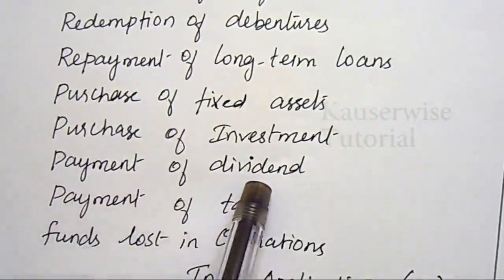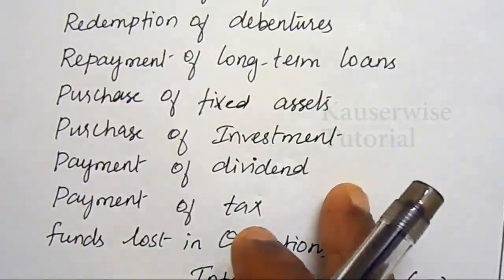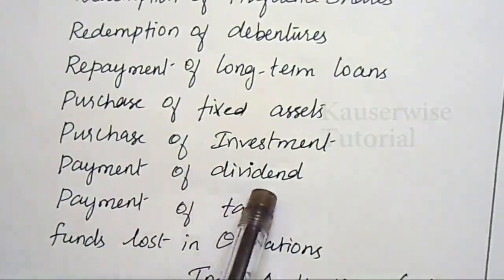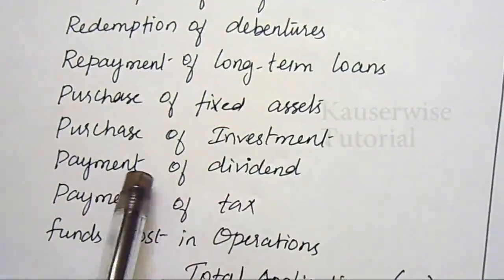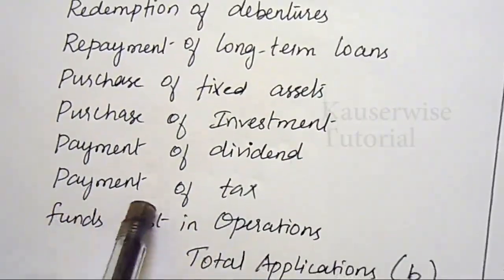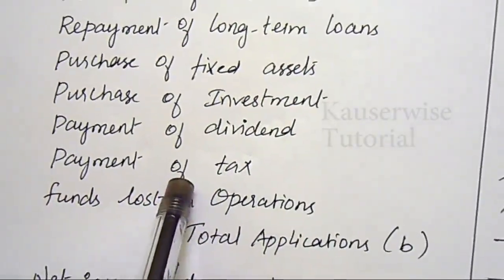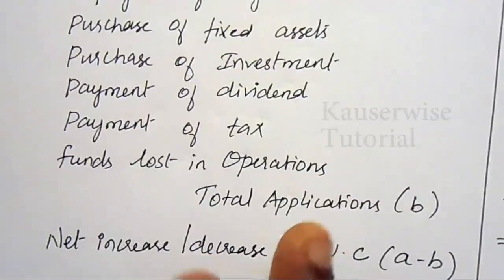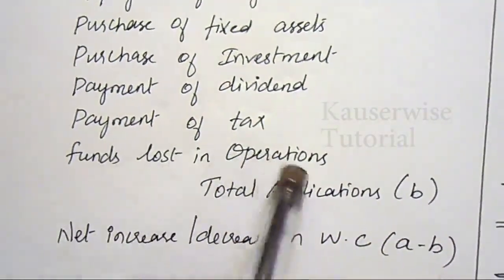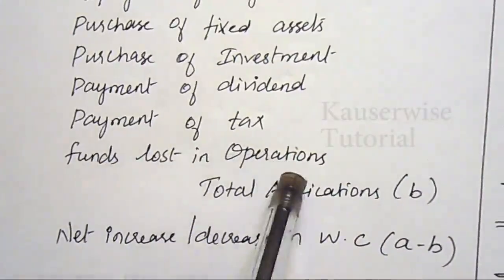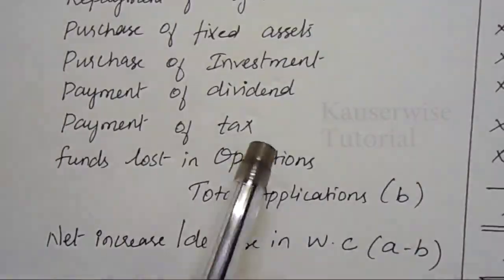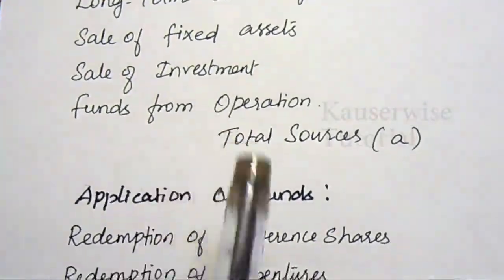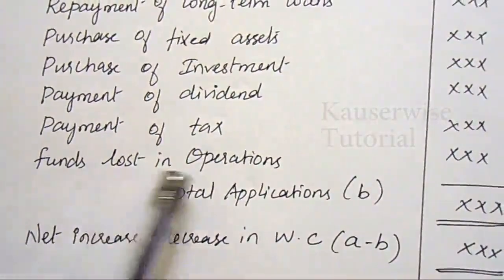Then payment of dividend. So when you make any provision, it is a current liability. But when you pay dividend or when you declare dividend to shareholder, it is an outflow of fund. This will be recorded in this heading. Then payment of tax. It is the outflow of fund. This will be recorded in the application of funds. Then fund lost in operation. So there is a possibility of getting fund from operation or fund lost in operation. If it is a positive value, that will be recorded here, that is funds from operation. If you get negative value, that will be recorded here, fund lost in operation.